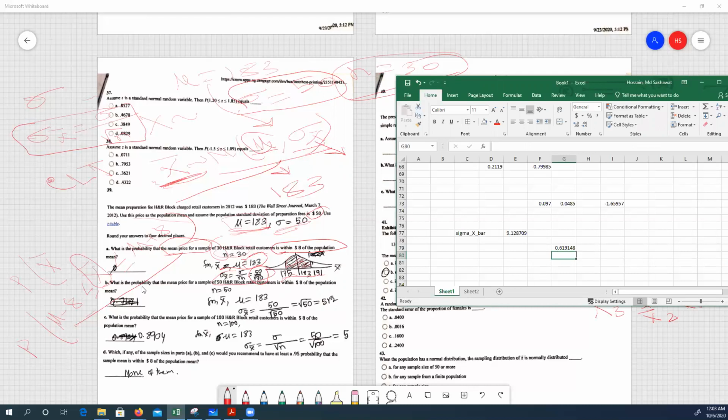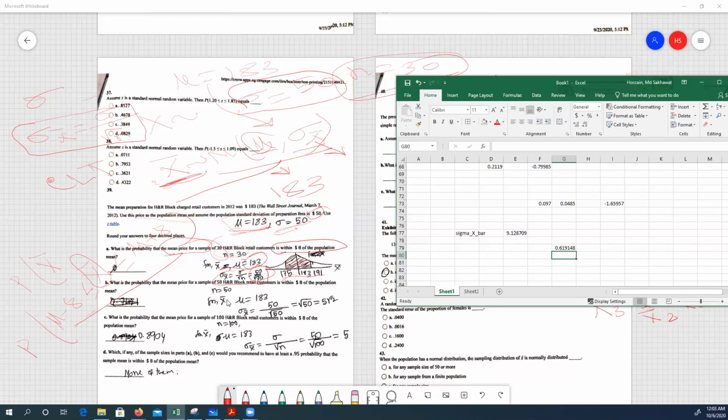Okay, similarly for this one, what is the probability that the mean price for a sample of 50 is within 8? Here the sample size is different, which is 50. So the number will be the same. The only difference is the standard deviation, which is 50 over the square root of 50.